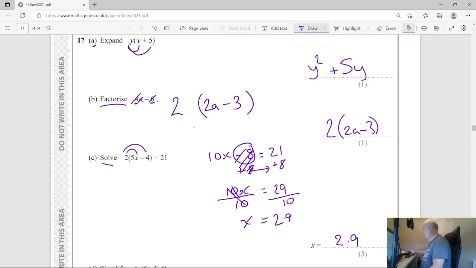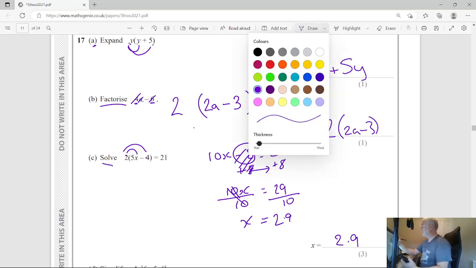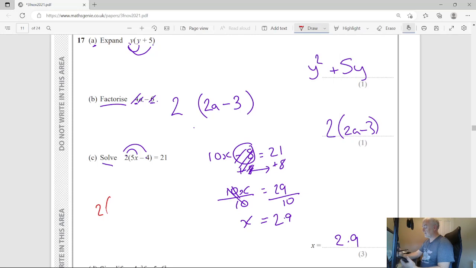Now if I wanted to check that, I could use the calculator and say, so let's just change the colour there. And let's go 2 lots of 5 times 2.9 minus 4 equals, and that should equal 21. So just putting that to calculator, 2 bracket 5 bracket 2.9 close bracket minus 4 close bracket equals. And that gives me 21. So we know my value is correct.